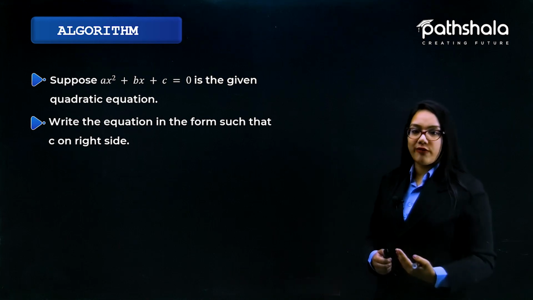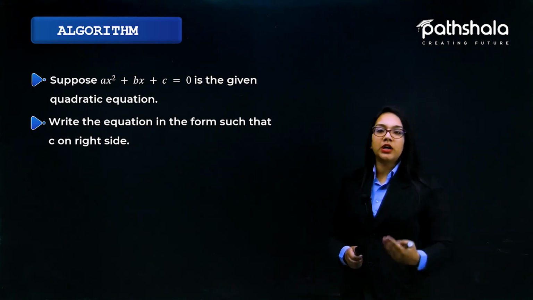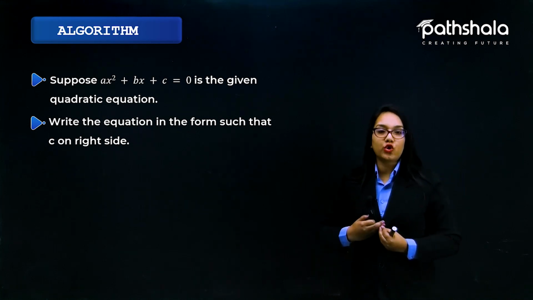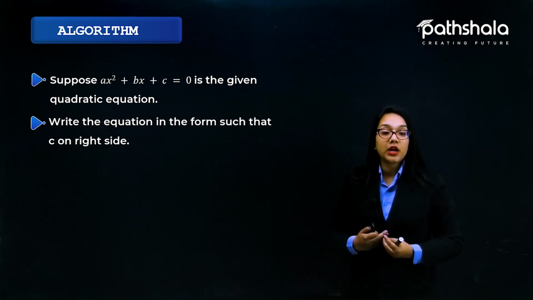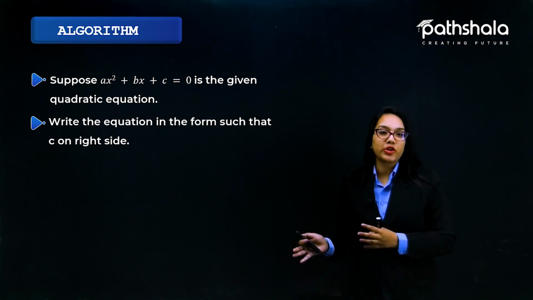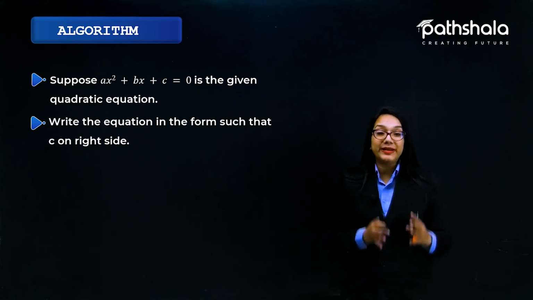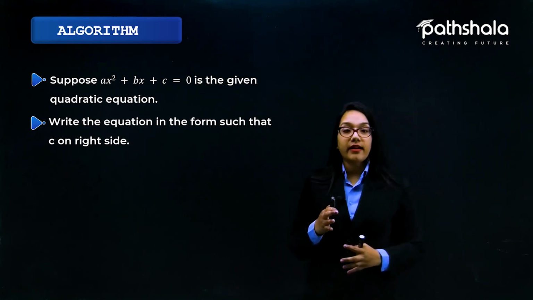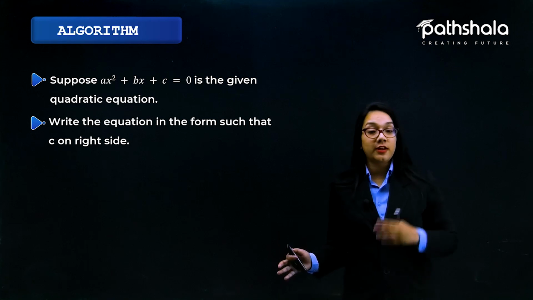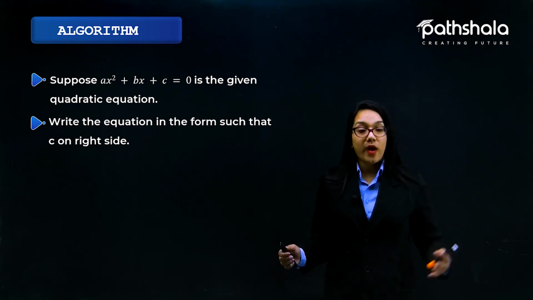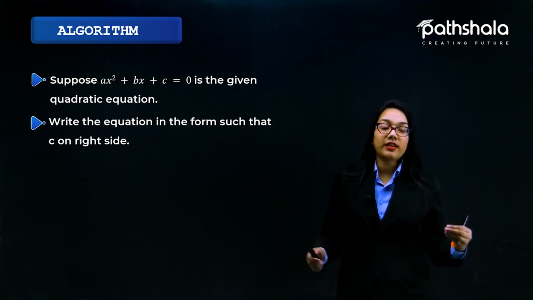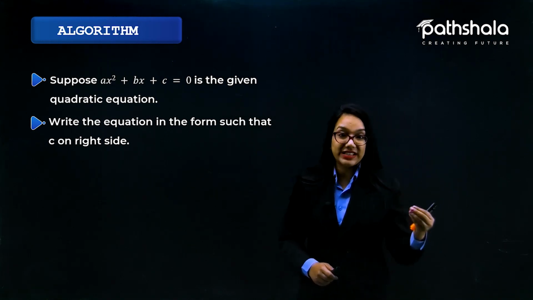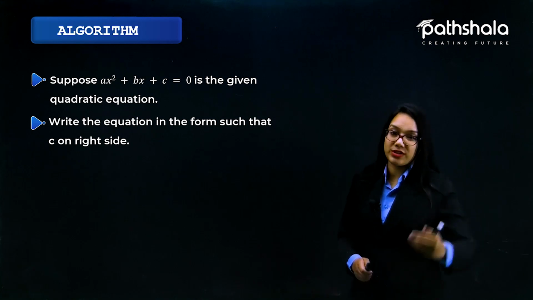So write the equation in the form such that c is on the right side. If any quadratic equation cannot give the answer through factorization, then we will go for completing the square. Always remember, whenever we are not able to find the factors using the factorization method, we go for completing the square. In completing the square, the very first step is to take the constant c towards the right side.